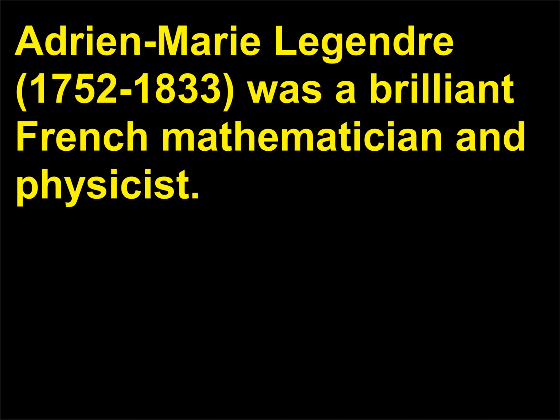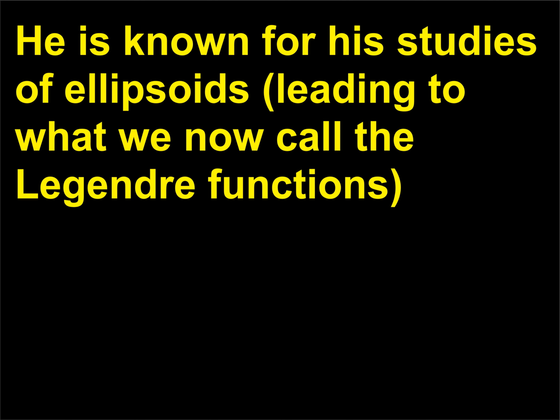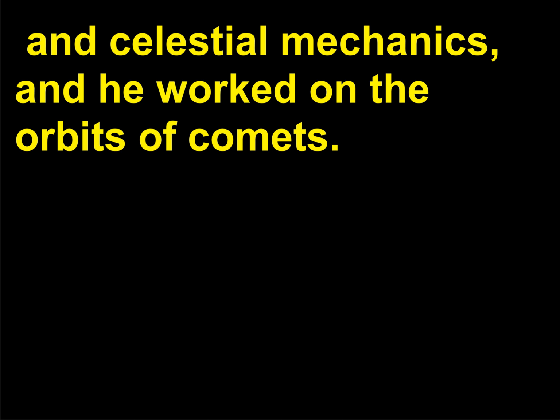Who was Adrien Marie Legendre? Adrien Marie Legendre, 1752–1833, was a brilliant French mathematician and physicist. He is known for his studies of ellipsoids, leading to what we now call the Legendre functions, and celestial mechanics, and he worked on the orbits of comets.